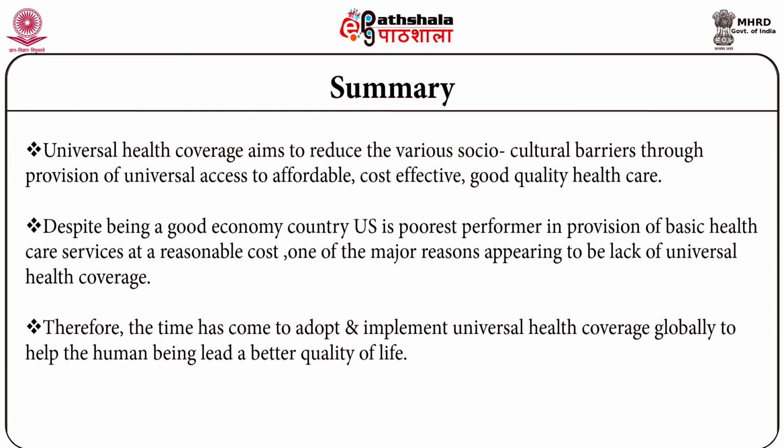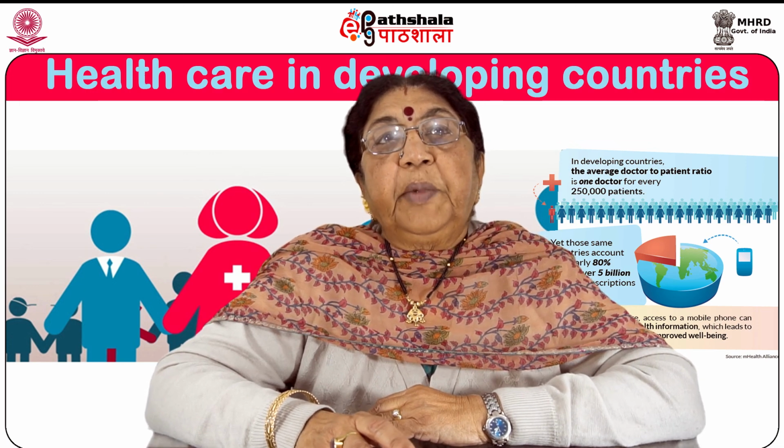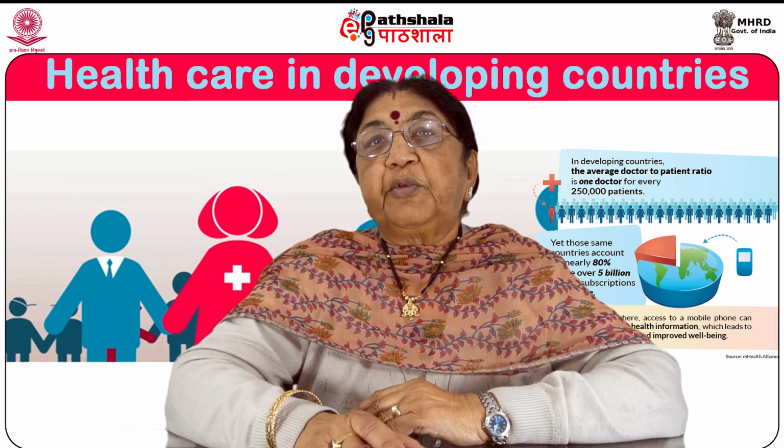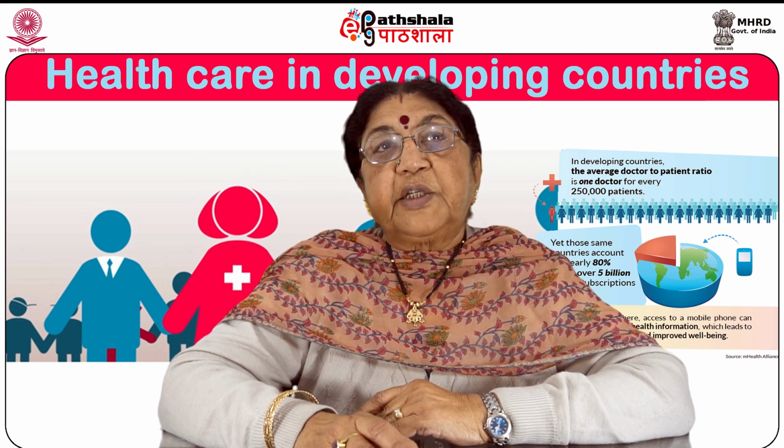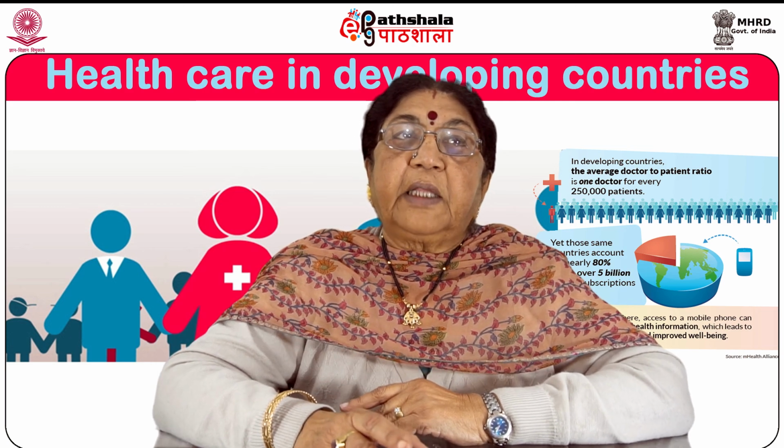Universal health coverage aims to reduce the various socio-cultural barriers through the provision of universal access to affordable, cost-effective, good quality health care. So basically what we talk of in universal health care is that it should have 4 pillars: that is accessible, affordable, effective and usable. Despite being a good economy, the US is the poorest performer in provision of basic health care at a reasonable cost, one of the major reasons appearing to be a lack of universal health care coverage.